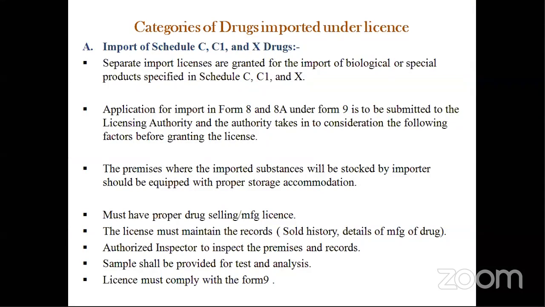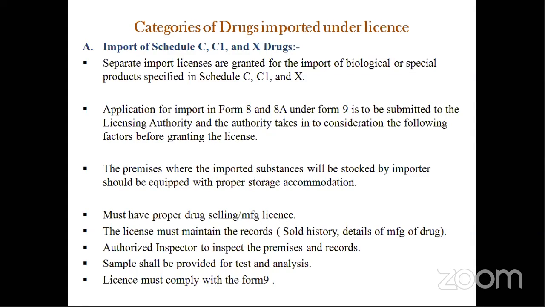Now you already know about Schedule C, Schedule C1 and the Schedule X drugs. Schedule C and Schedule C1 consist of biological and parenteral types of drugs, and some other antibiotics are also included in this category. And Schedule X drugs, you know that it is a narcotic category of drugs. All narcotic categories of drugs are under Schedule X. So separately, we have to know how to import these types of Schedule C, C1 and X drugs.